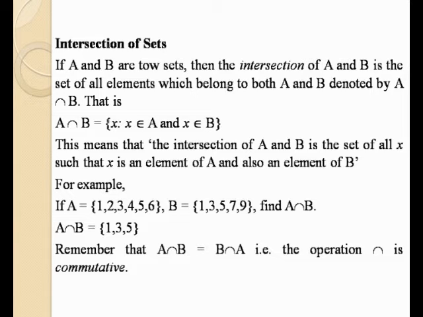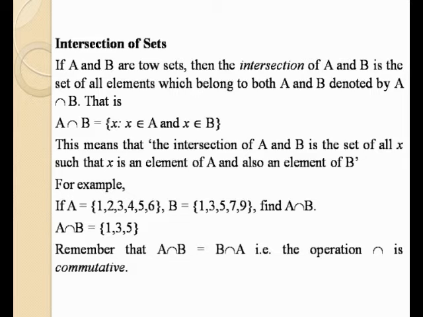That is, A intersection B is equal to X, such that X belongs to A and X belongs to B. X belongs to both set A and set B. This means that the intersection of set A and set B is a set of all X such that X is an element of A and also an element of set B.